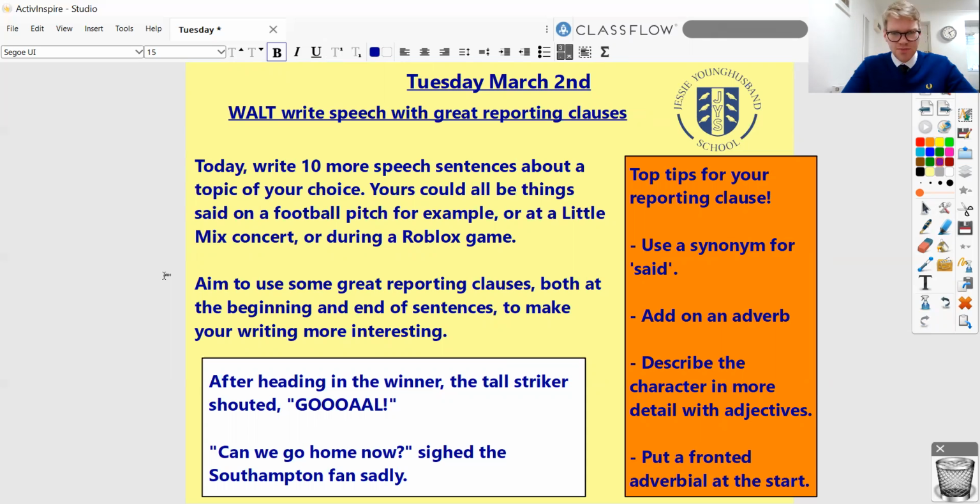So here are my examples. After heading in the winner, the tall striker shouted, "Goal!" "Can we go home now?" sighed the Southampton fan sadly.